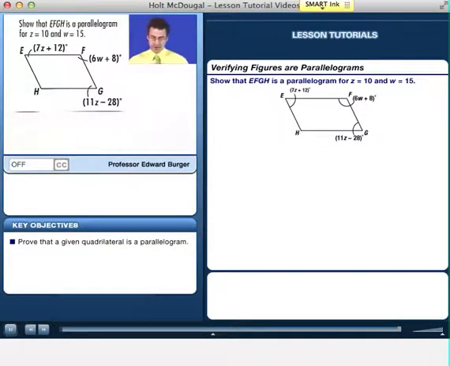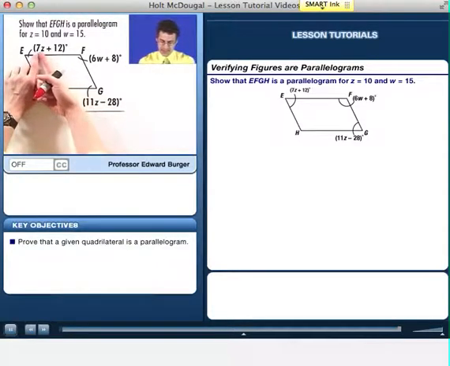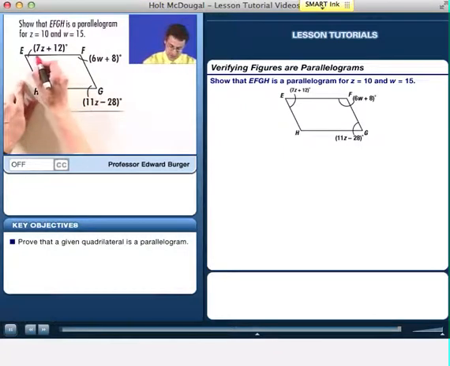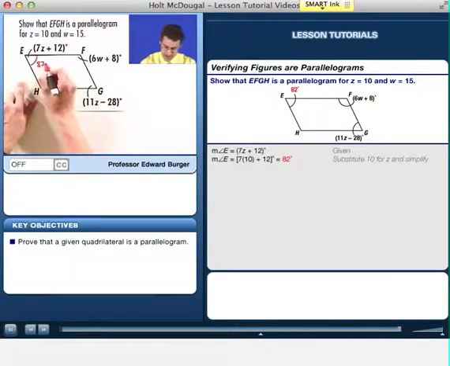Another example, here we go. Show that the quadrilateral EFGH is a parallelogram for z equals 10 and w equals 15. So here again, we see this sort of complicated looking quadrilateral, and now the angle measures are given in terms of these unknowns. So let's insert the values that we have for the unknowns and see what happens. If I let z equal 10, then here, I see 7 times 10 is 70, and 70 plus 12 is 82. So this has a measure of 82 degrees.